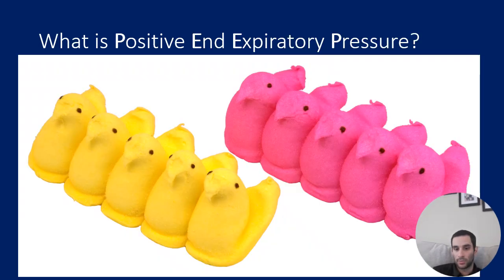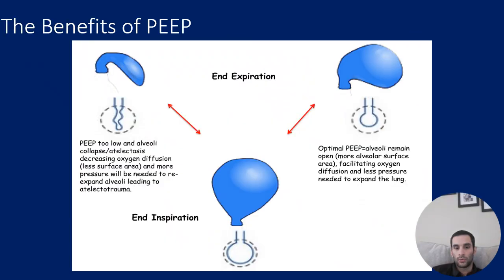Now, what is this PEEP that I'm talking about? No, it's not the chewy marshmallow delicious candies. What it really is, is the pressure at the end of expiration. So when you breathe in and out, what can happen is your alveoli, which are the little air sacs that collect the oxygen in your lungs, can collapse, sometimes also called atelectasis. And if they collapse, you're going to have less oxygen diffusion, there's less surface area for oxygen to get in, and you're going to need a higher pressure to re-expand them. And this constant opening and closing of them can lead to what's called atelectotrauma, which can hurt these guys.